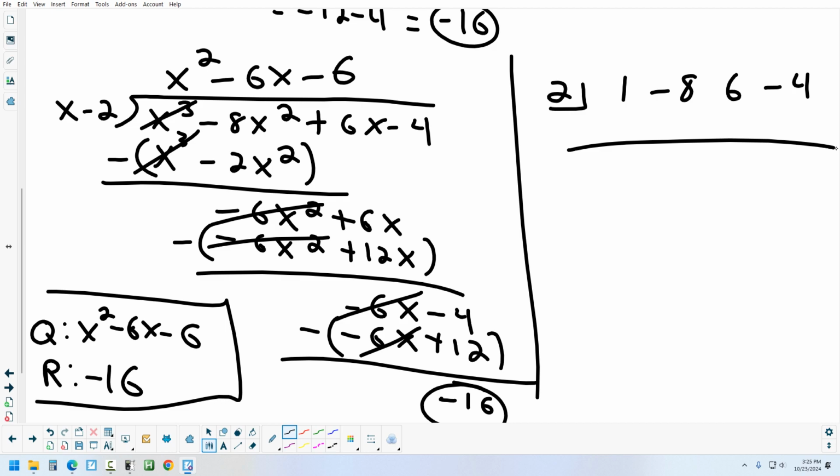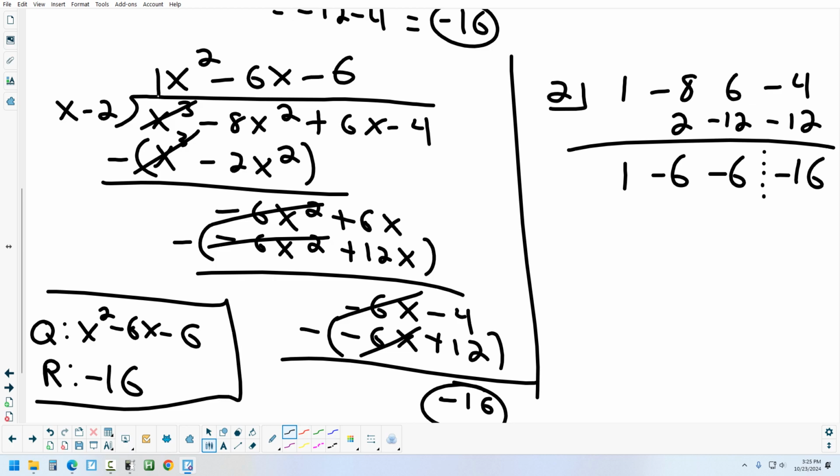Bring down the 1. 2 times 1 is 2. Negative 8 plus 2 is negative 6. Negative 6 times 2 is negative 12. 6 plus negative 12 would be negative 6. Then 2 times negative 6 is negative 12 again, and negative 4 plus negative 12 would be negative 16. Negative 16 is your remainder, and the 1, the negative 6, and the negative 6 are the coefficients of the quotient.